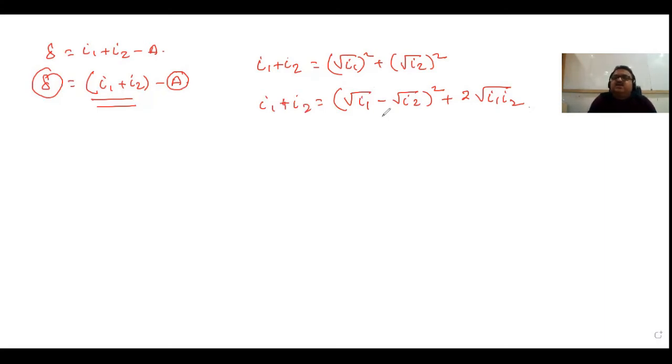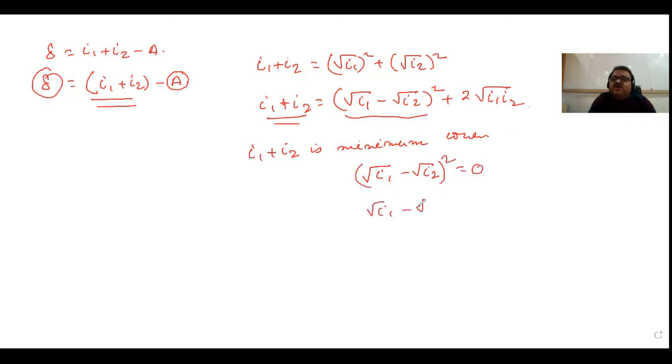Now what happened? Look here. This is a square, correct? And what is the minimum value of a square? The square of a thing cannot be negative. A square is always greater than or equal to 0. That means the minimum value of a square is 0. You can check it out, because minus 2 squared is 4, it is not minus 4. So similarly, I1 plus I2 will be minimum when this square is minimum, when root over of I1 minus root over of I2 whole square is equal to 0. It means root over of I1 minus root over of I2 is equal to 0. That means I1 equals I2.